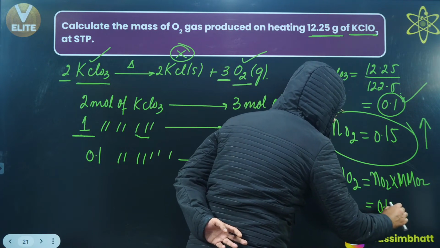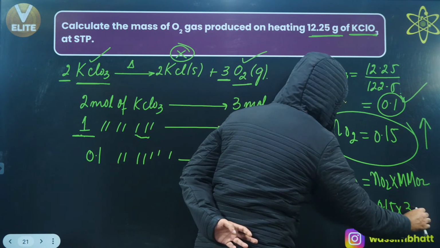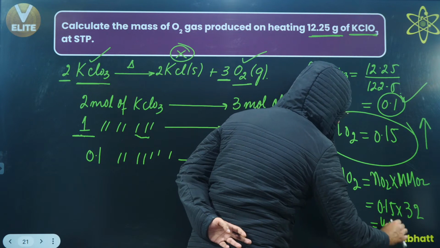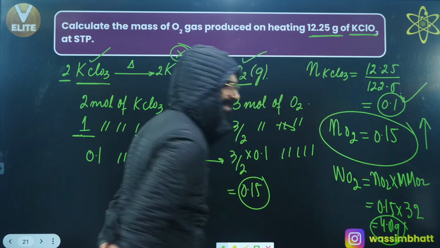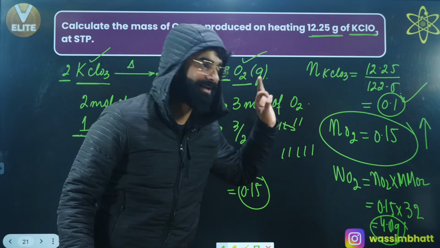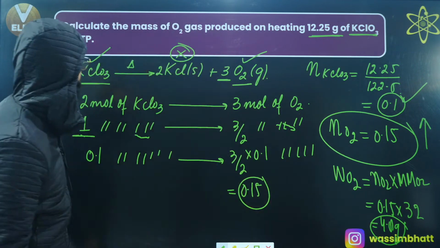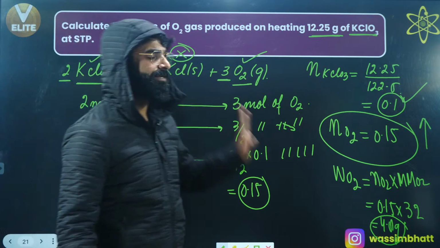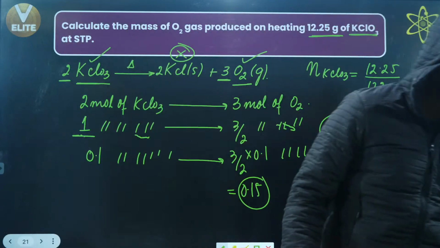Number of moles of oxygen is 0.15. Molar mass of oxygen is 32. The value comes out to be 4.8 grams. So you got to know exactly that 4.8 grams of oxygen are being liberated when 12.25 grams of KClO3 is heated, right?